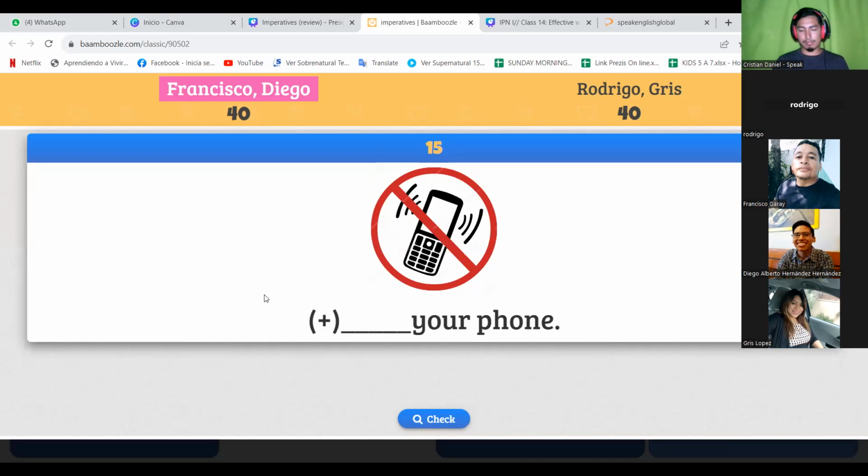If it's positive, I think it is use your phone, but following the feature, it can be don't use your phone. I don't know. Okay, that's a great example, but remember that in this case, the example should be in affirmative. Yes, so it should be use your phone. But remember that in the picture, it's a prohibition.